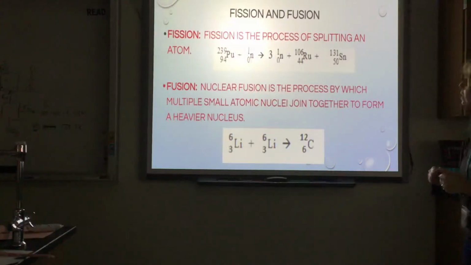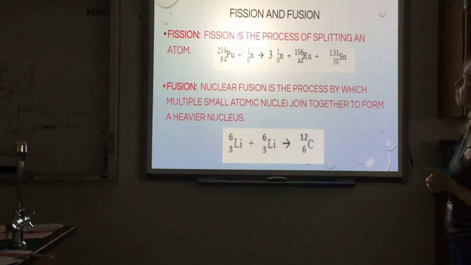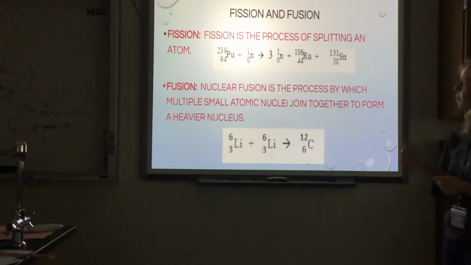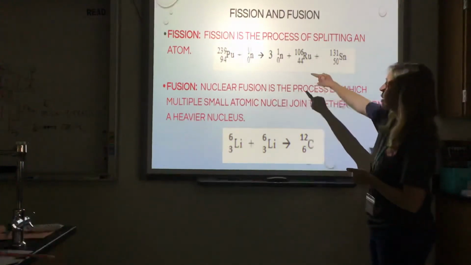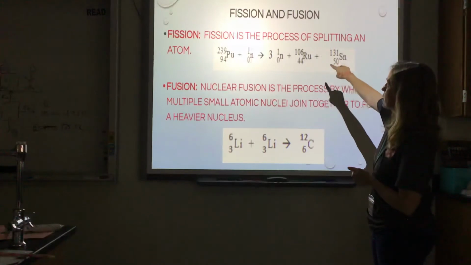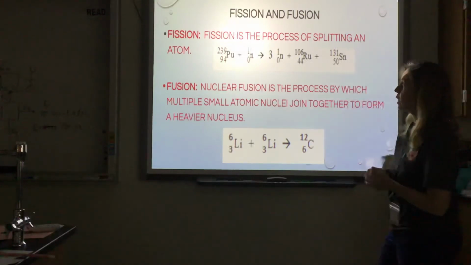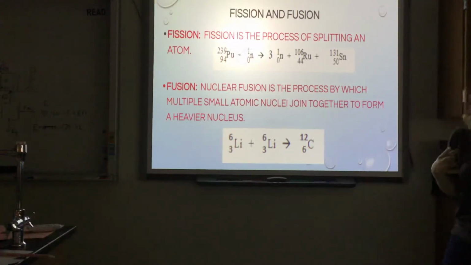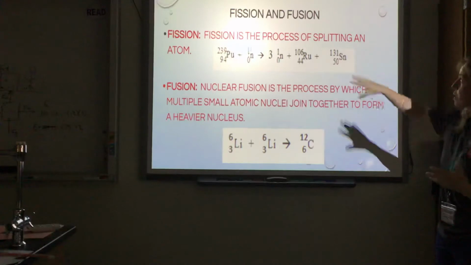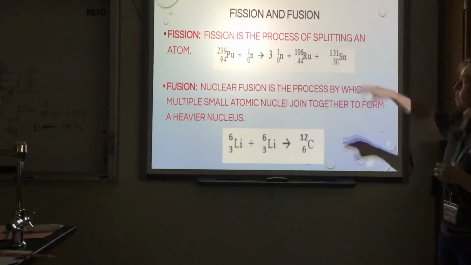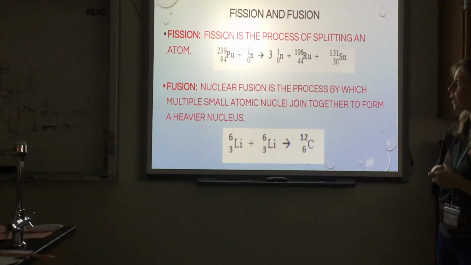Now, fission is the process of splitting an atom, okay? So here you have polonium, and it's shot with a neutron, okay? When this happens, it produces 3 neutrons, then polonium gets changed into ruthenium and tin, okay? And so that's what's happening when you're having this splitting, and these fission, and these 3 neutrons split off, okay?